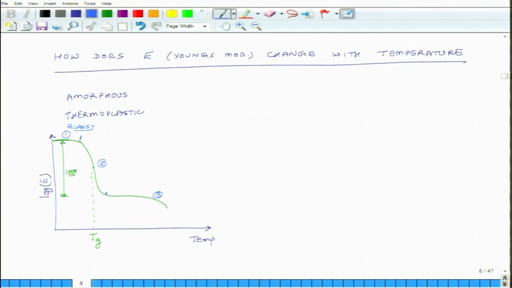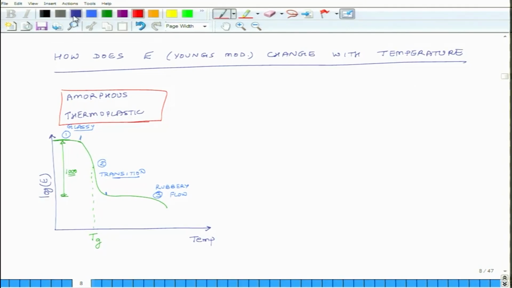And then in region 3, it behaves as if rubber is flowing. So, this is rubbery flow in region 3, and this is transition. Okay, this is transition. So, this is the case of amorphous thermoplastic.